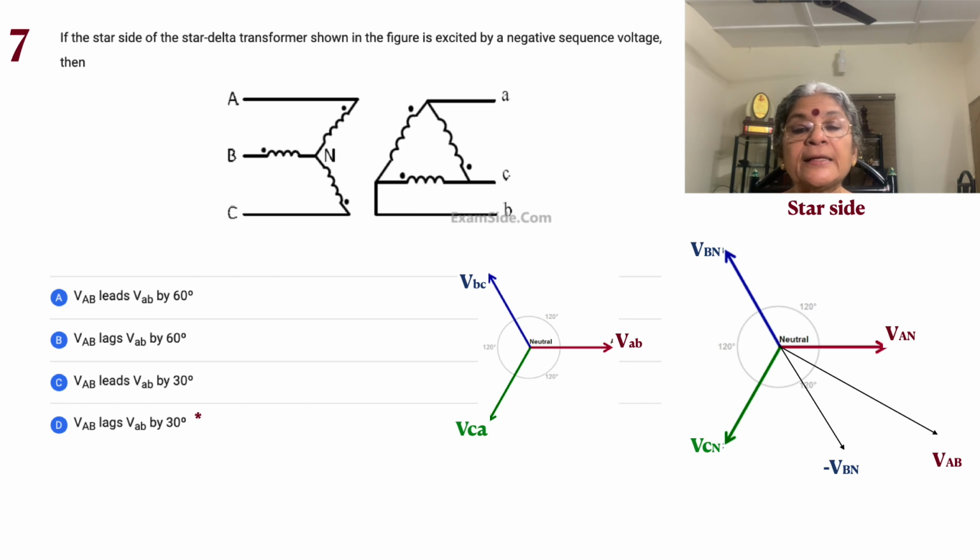Okay, so let's read the problem. The star side of the star delta transformer, obviously it's a star delta transformer shown in the figure, is excited by negative sequence voltage. So we have a small change. What happens if a negative sequence voltage is given? Then we are going to have a change in the sense that the star side voltages are shown on the right hand side, and on the left hand side the delta is immediately picked up and given there. So we see that because of the linking between phases VAN and VAB, you can see VAB is inclined by 60 degrees, just like VAN. So they link with respect to each other.